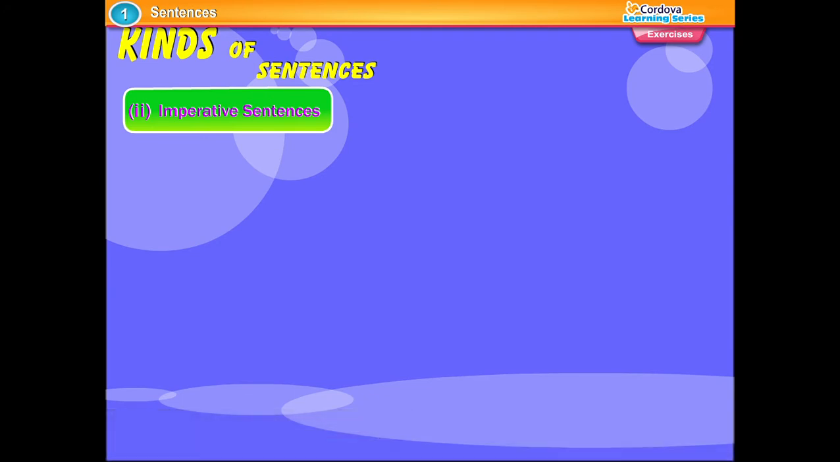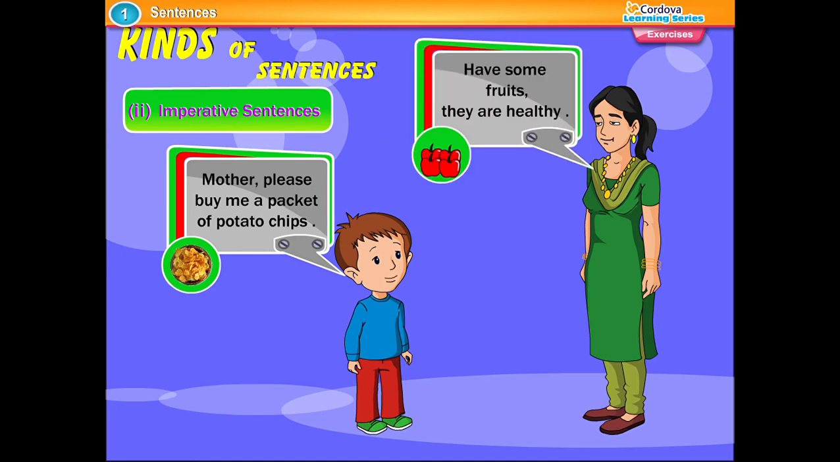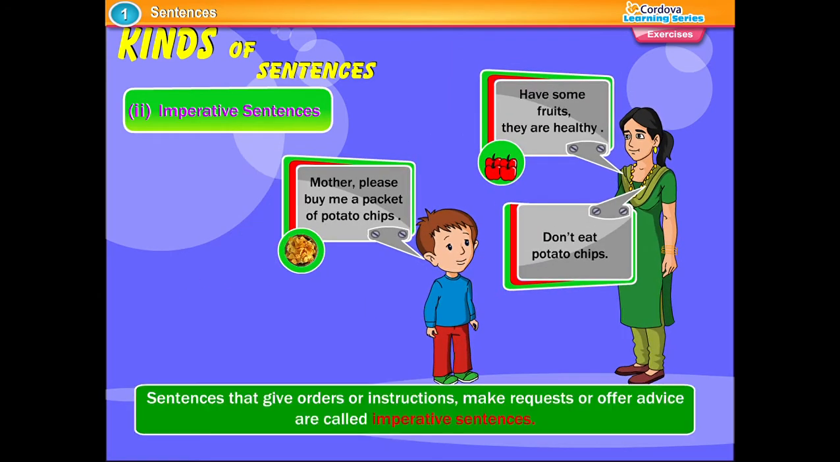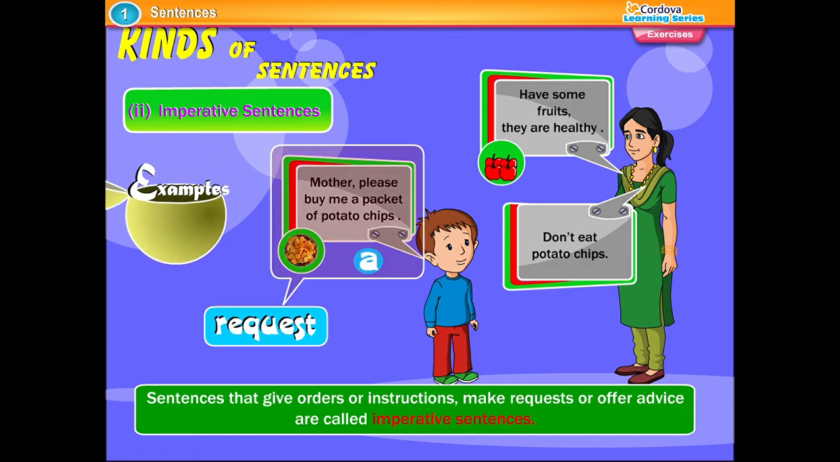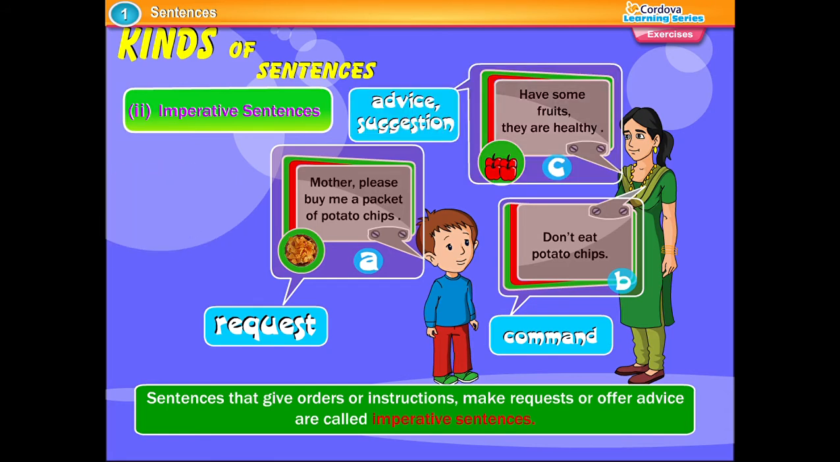Imperative sentences. Mother, please buy me a packet of potato chips. Have some fruits. They are healthy. Don't eat potato chips. Sentences that give orders or instructions, make requests or offer advice are called imperative sentences. Examples: Mother, please buy me a packet of potato chips. Request. Don't eat potato chips. Command. Have some fruits. They are healthy. Advice, suggestion.